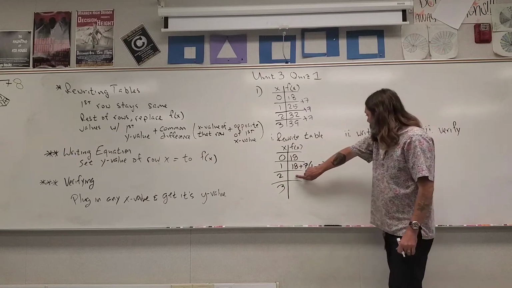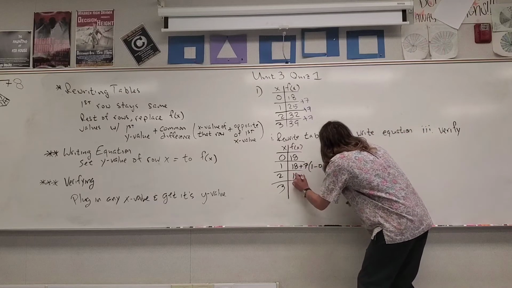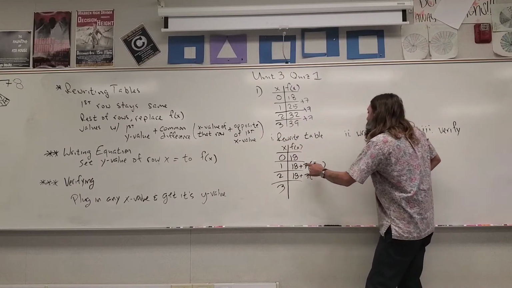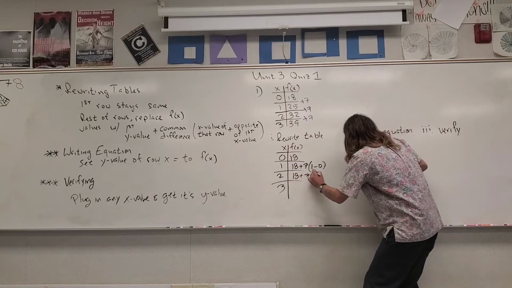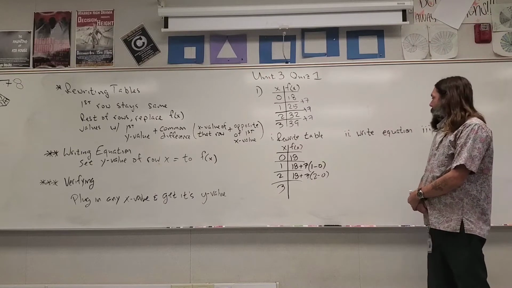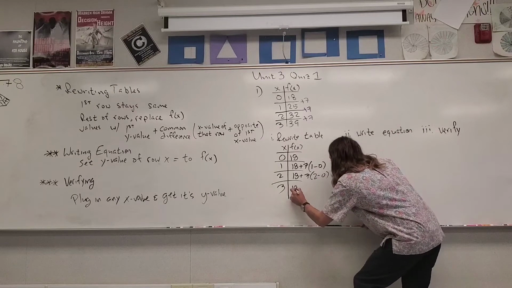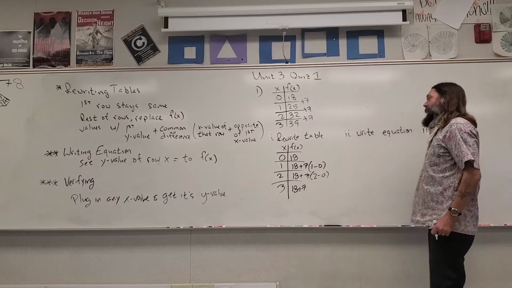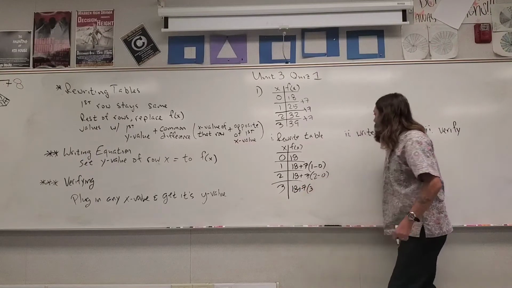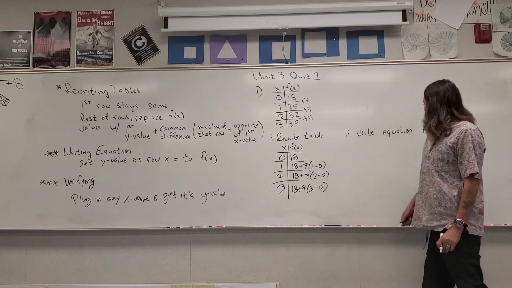I'm going to write my next y value. So it's first y value plus the common difference, which is 7, parentheses, the x value of that row minus 0, the opposite of the first x value. All right, row 3. Again, the first y value plus the common difference, and then parentheses, the x value of that row, so it's 3. And then the opposite of the first x value, minus 0. All right, I rewrote the table.